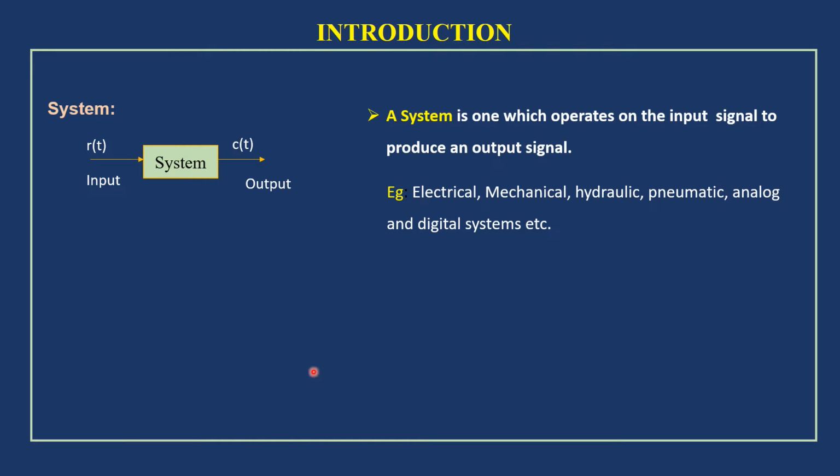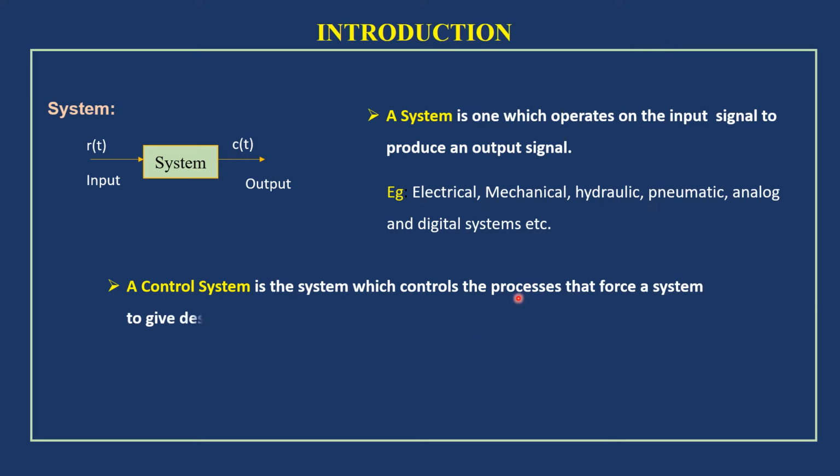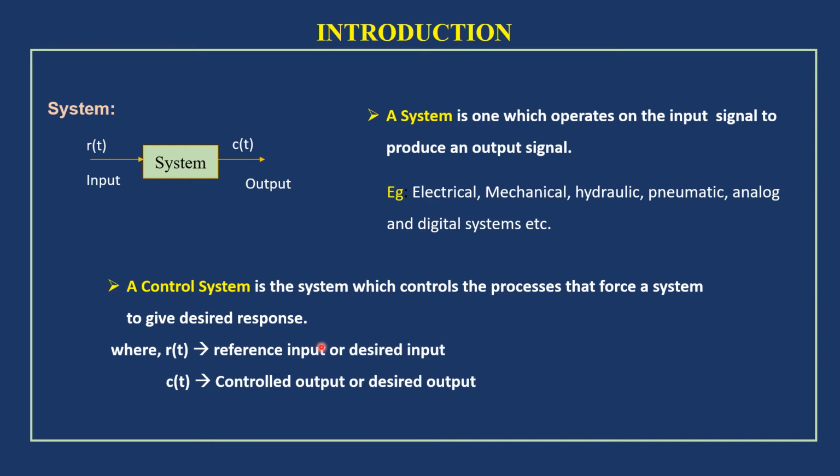Then about the control system. A control system is a system which controls all the processes in the system and forces the system to give the desired response. This is the definition of the control system. R of t is the reference input, C of t is the controlled variable or desired output.